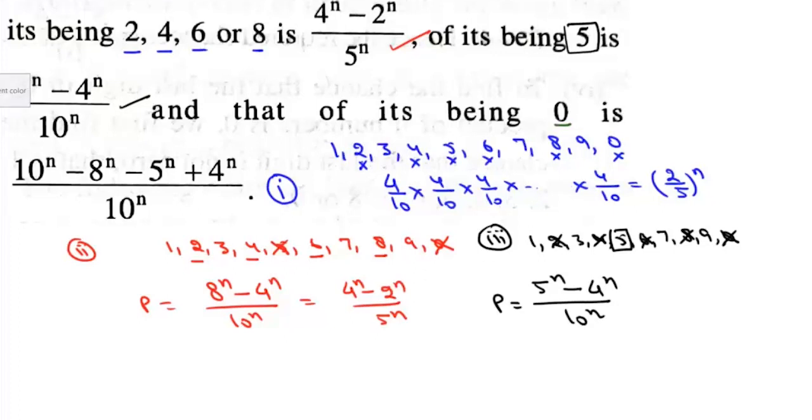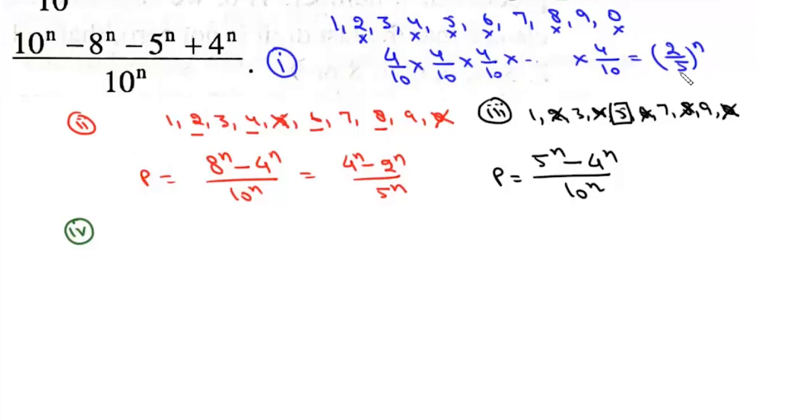And finally we have this where it says the probability of it being 0. Now basically all these 4 cases are mutually exclusive and exhaustive. So first we'll find the sum of all these 3 probabilities. Say it is P1.